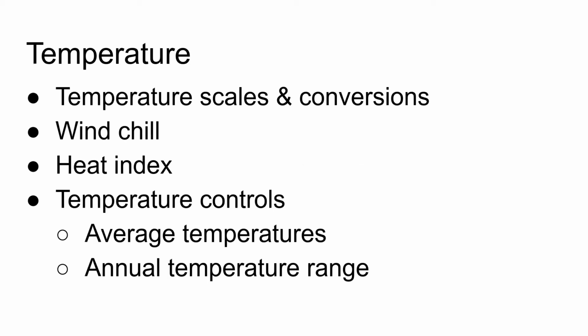So in this lab, we are going to talk about temperature scales and conversions. We'll talk about wind chill, we'll talk about the heat index, and we'll talk about temperature controls, which is a fancy way of saying the reason some places are hot and the reason some places are cold. So the controls on temperature, we'll talk about average temperatures, which is every month added up and divided by 12, and temperature range, which is the difference between the hottest month and the coldest month.